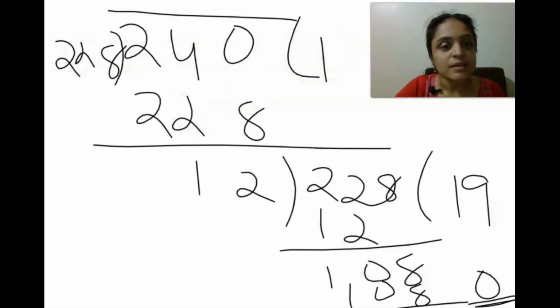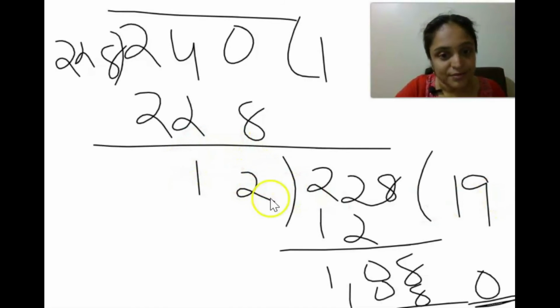You will get 1 as the quotient and 228. So 12 is the remainder. Now this becomes the divisor and this becomes the dividend. So write this here as the dividend, and when you divide this, 22 by 12 is 1 and 12. So remainder is 10, and bring this 8 down. So 108. 108 by 12 is 9. So the remainder is 0, which means 19 is the quotient and 12 is the divisor.